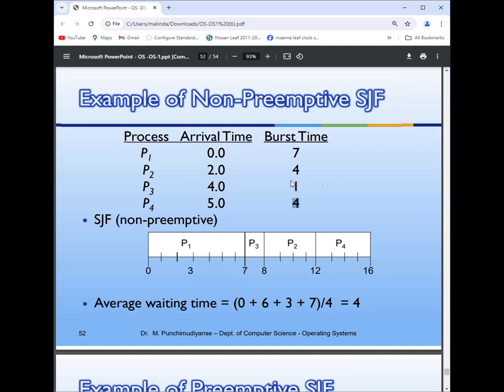So when the burst times are equal, we consider the arrival time. Which one came first? P2 came first, then P4. Even though the burst times are equal at 4, P2 came first, at time 2. So because of that, P2 will be given the time.